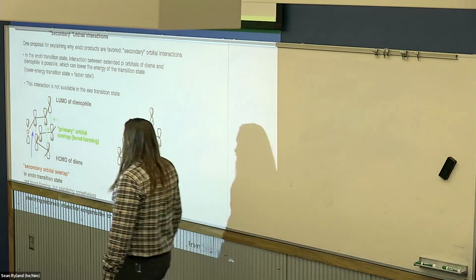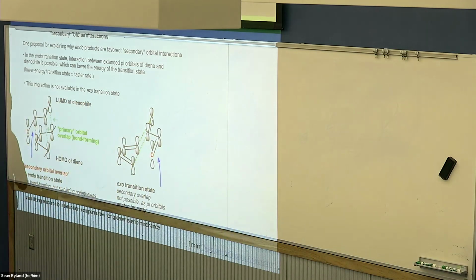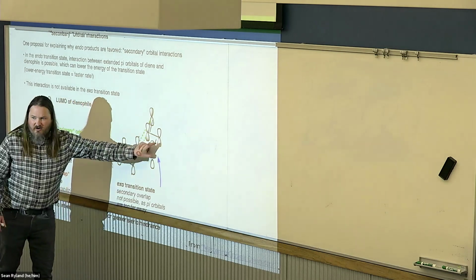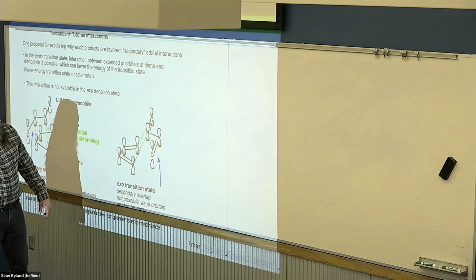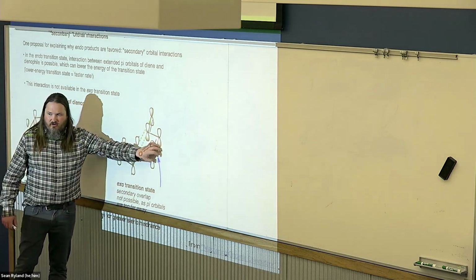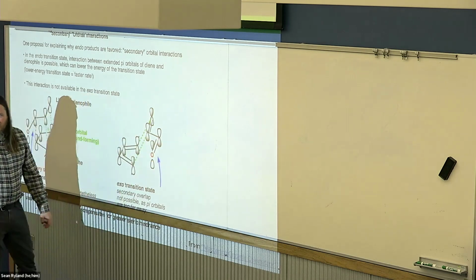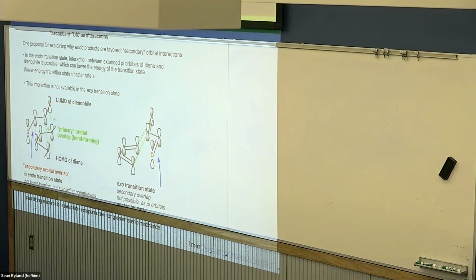Right, so here's what this looks like. Here's what he's calling the primary orbital overlap, where we're making our new bonds. Here are the other pi clouds attached to our dienophile that can still have favorable interactions. Right, and you don't get those favorable interactions if you're putting your electron withdrawing groups in the exo position. They have to be in the endo position to get all of these pi clouds to stack up together.